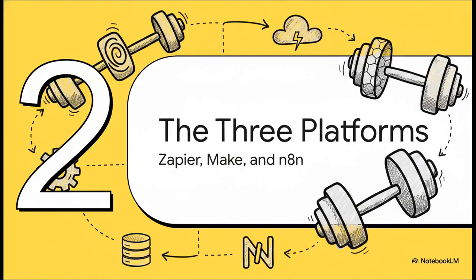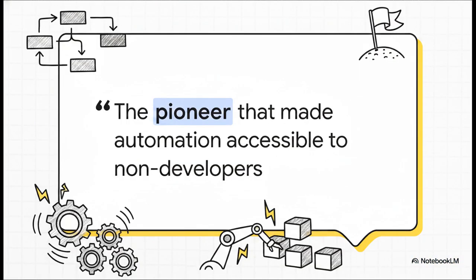Okay, Section 2. Meet the 3 platforms. Let's get to know Zapier, Make, and n8n. First up on the roster is Zapier. You probably know them. They are the famous pioneer. Founded way back in 2011, Zapier basically invented the modern workflow automation category. They are hands down the largest and most recognizable name we're going to talk about today.